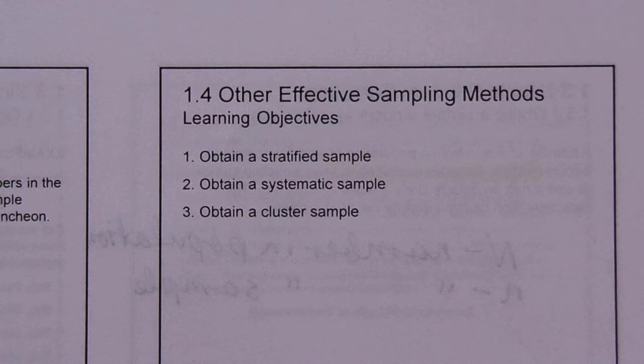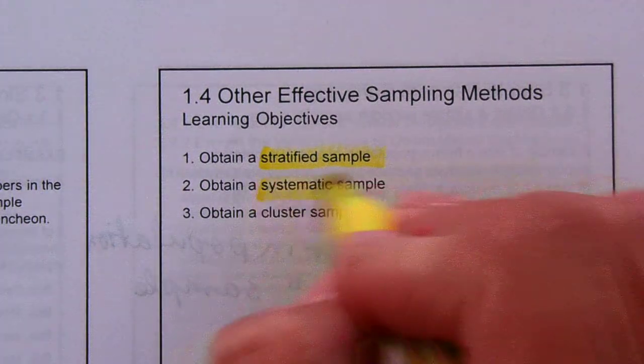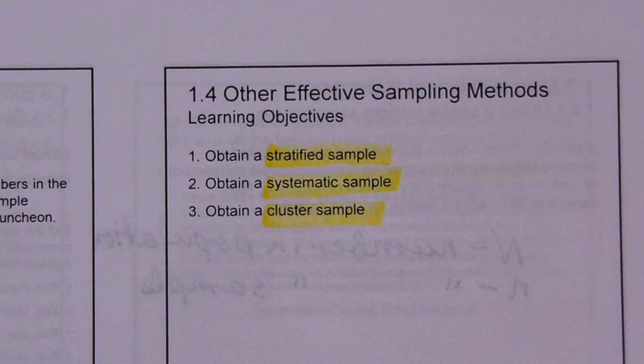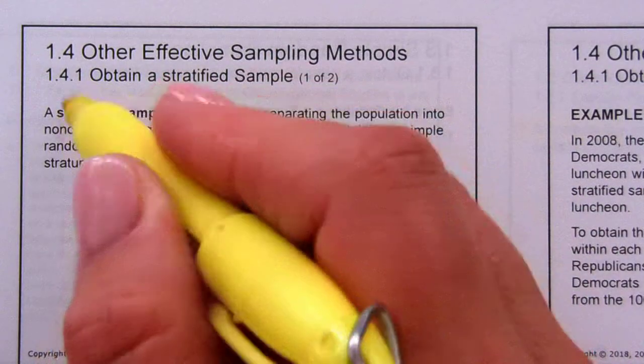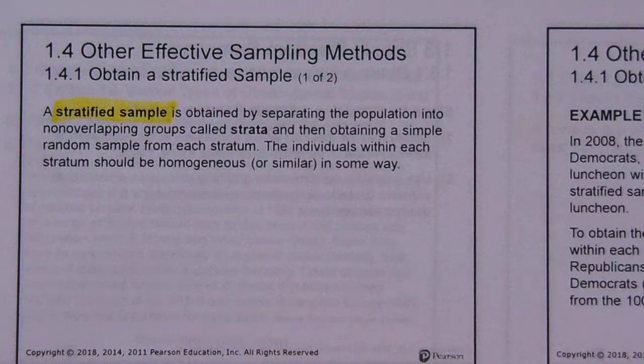Okay, other sampling methods that we want to look at are the stratified sample, a systematic sample, or a cluster sample. A stratified sample is obtained by separating the population into non-overlapping groups called strata, and then obtaining a simple random sample from each stratum. Individuals within that stratum should be homogeneous or similar in some way.